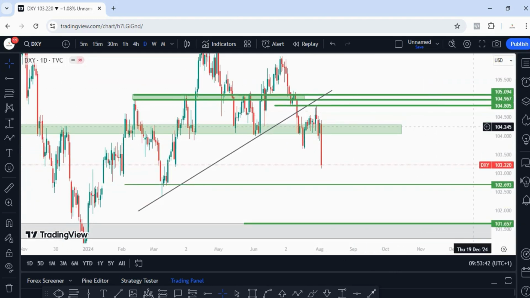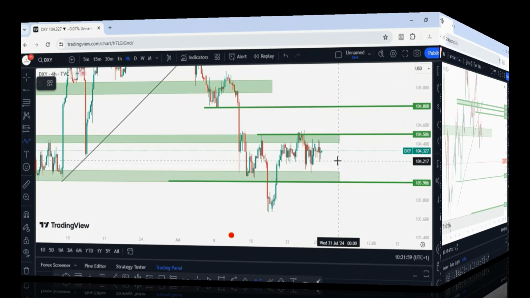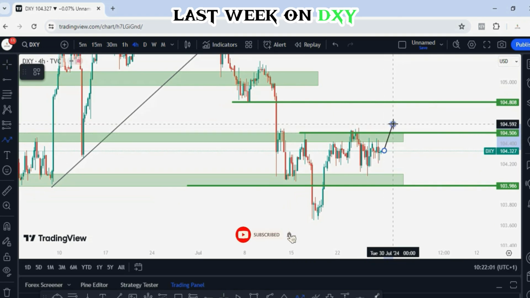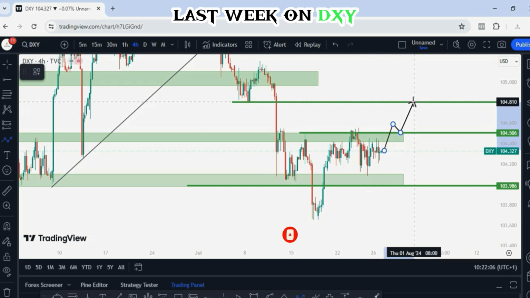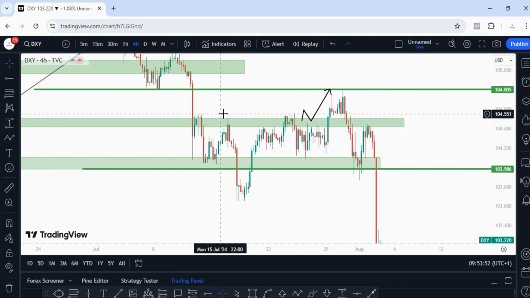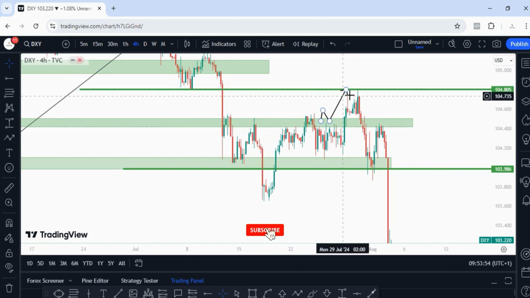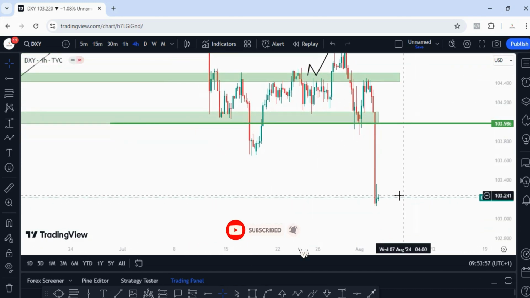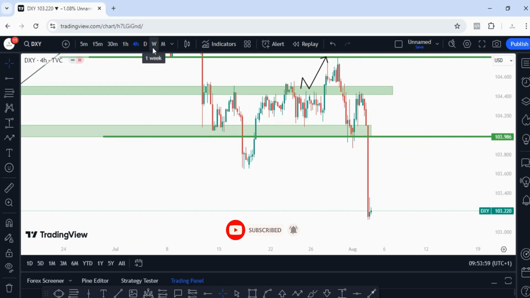The next on my list is DXY. Number one, I'd like to see price break above, create a new higher high, catch it on the pullback, and then our bullish target will be 104.808. So you can see how price broke above, came into that zone and sold off massively to the downside. All right, thanks to NFP.